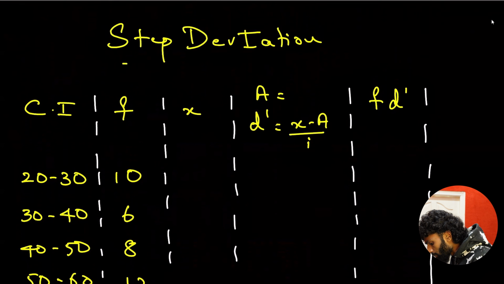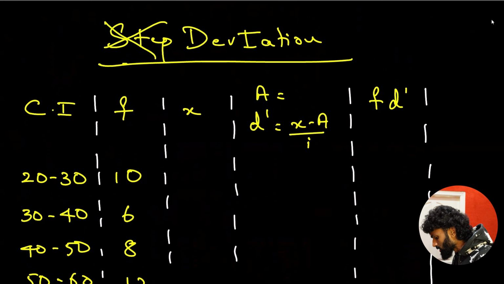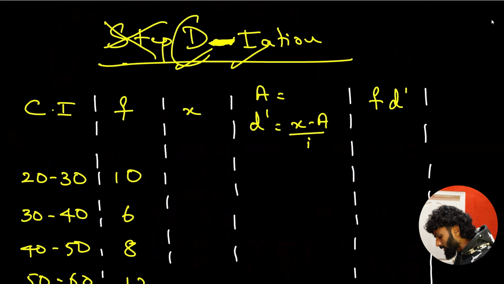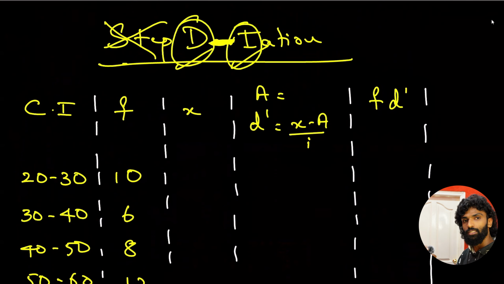Observe the way I've written step deviation. Ignore the word step, only stick on the word deviation. If you see, I've written 2 letters in caps, wantedly. Look at this. So ignore EV in between, D and I. Okay, for step deviation method, I has to be involved. That's it. For step deviation method, I has to be involved.